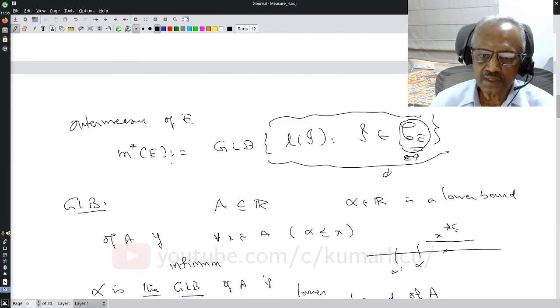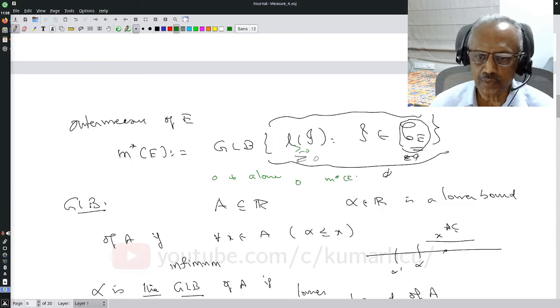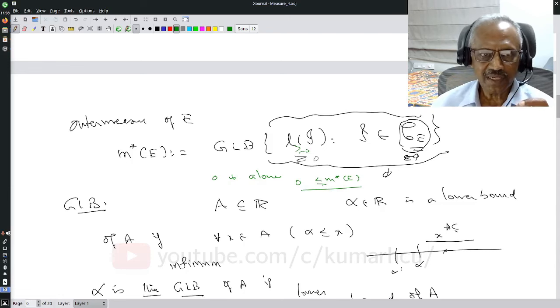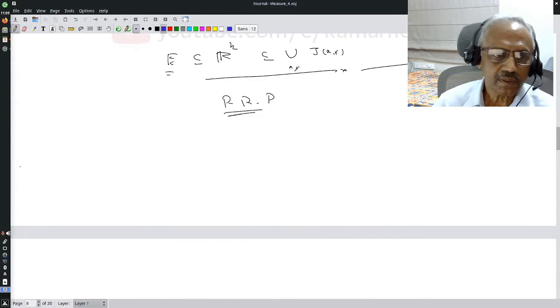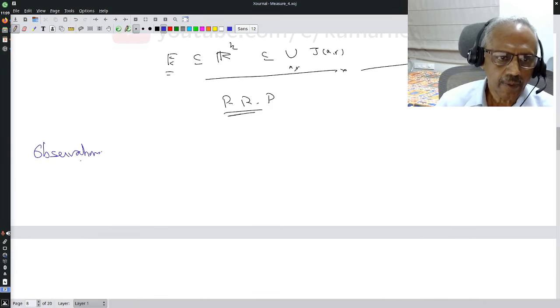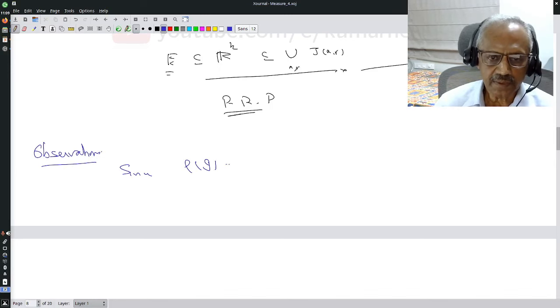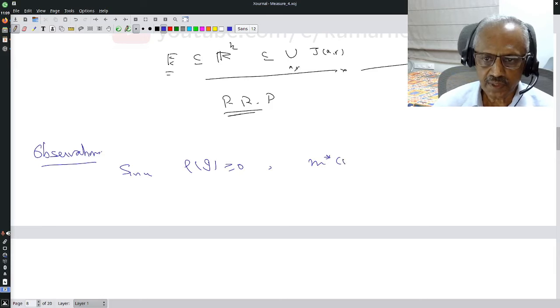Each length of I is greater than or equal to 0. Each of these is greater than or equal to 0. Therefore 0 is a lower bound for this set. But M star is the greatest lower bound. Therefore, what do I know? 0 is less than or equal to M star of E. So you see that we are trying to prove everything rigorously. We just do not say something out of gut feeling. Therefore, the first observation is: since the length of I is greater than or equal to 0, M star of E is greater than or equal to 0 for all E, subset of R^K. That's the first observation.